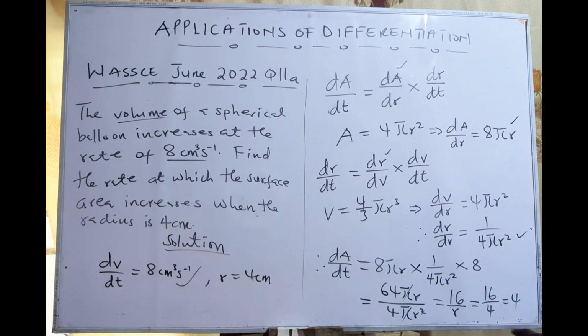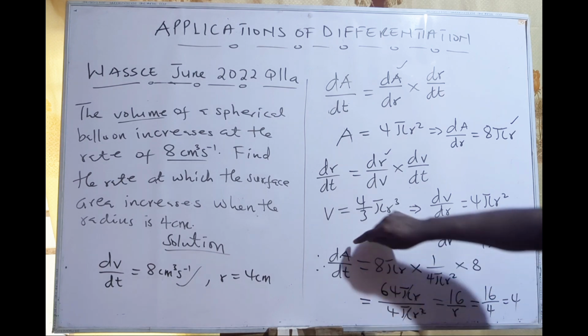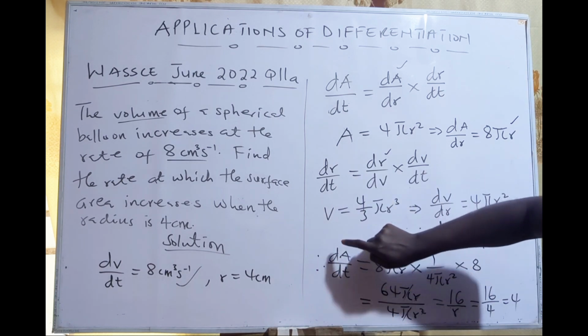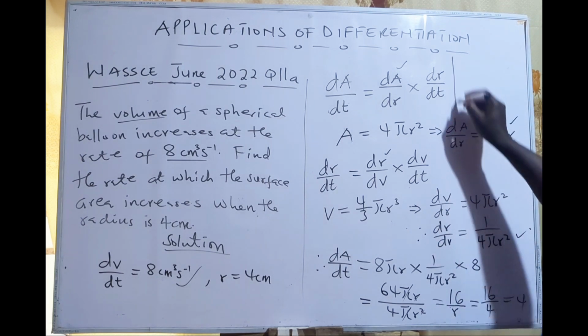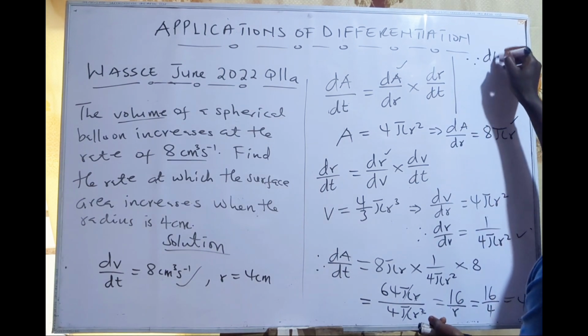So our answer is going to be 4. We have found the rate of change of area with respect to time. So 16 over 4 is 4. Let me add a unit. Okay, so our answer is good. We have found the rate of change of area with respect to time.